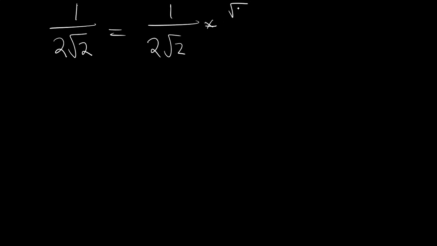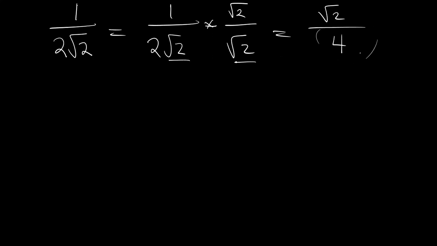Or if you have something like 1 all over 2 root 2, you can say 1 all over 2 root 2 times root 2 divided by root 2. This rationalizes the denominator. So 1 times root 2 will give you root 2, divided by 2 root 2 times root 2, which will give you what? 4. Because root 2 times root 2 gives you 2, and 2 times 2 gives you 4. That is it.